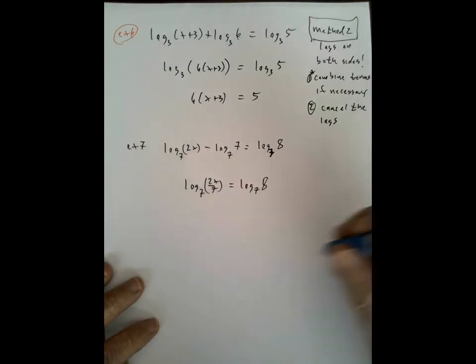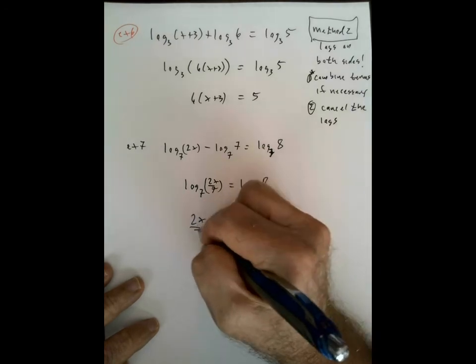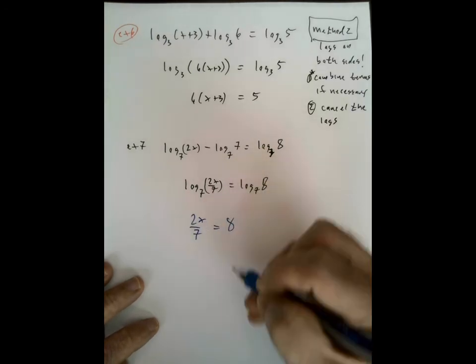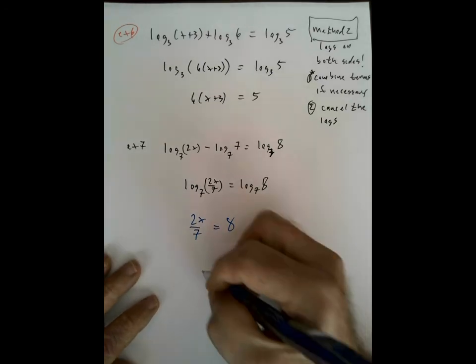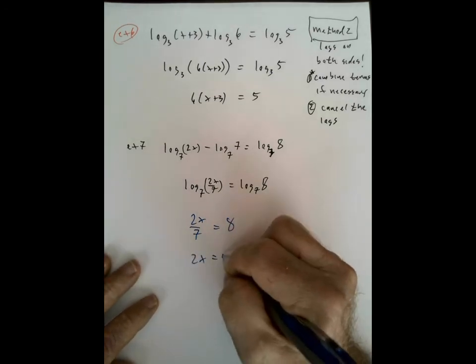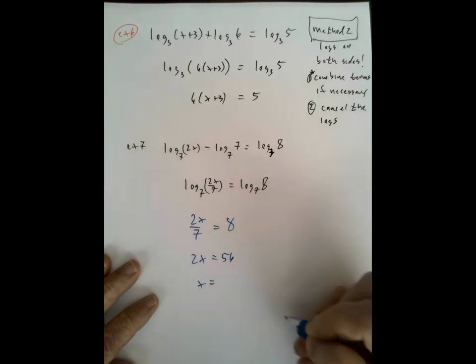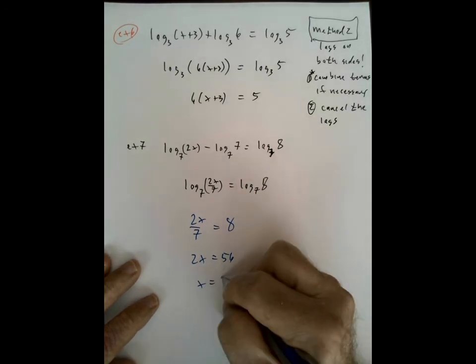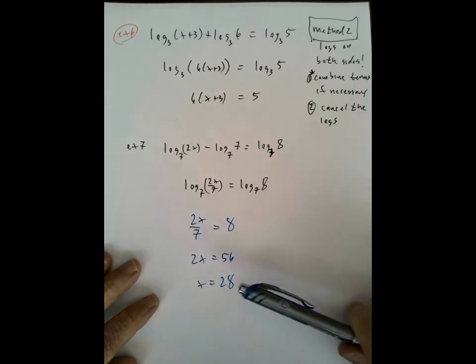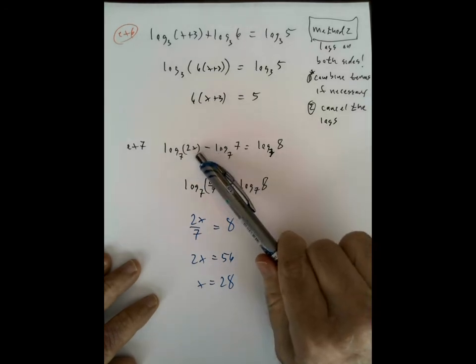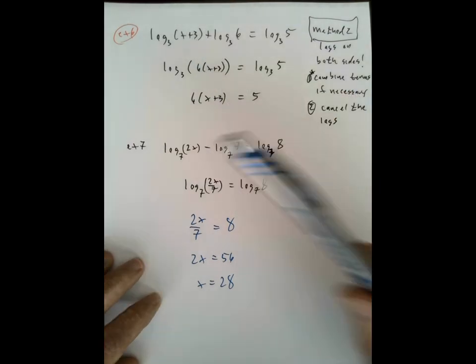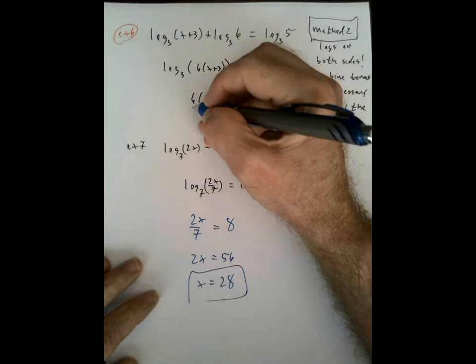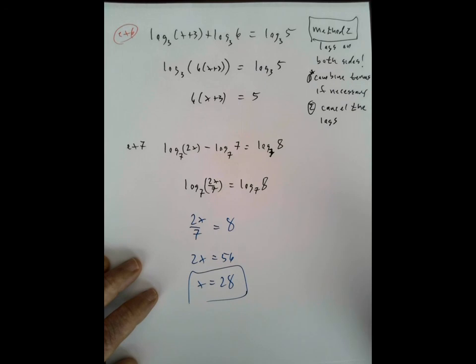And we've now got 2x over 7 is equal to 8. Multiply by 7, divide by 2, so that's 2x is equal to 56. Divide by 2, x is equal to 28. Oh, look, 28, if we put it inside here, that doesn't make that negative. 5 didn't make anything negative up here, so those are both legal solutions, right?